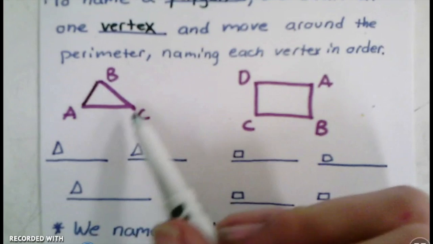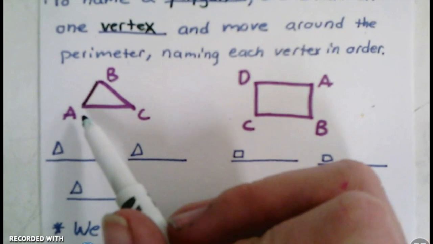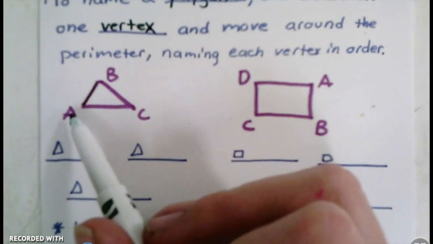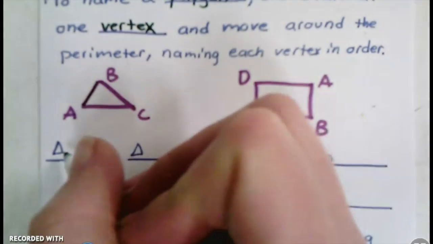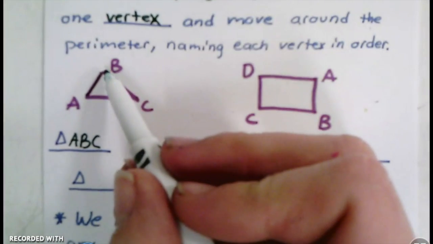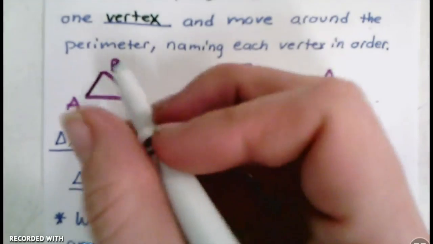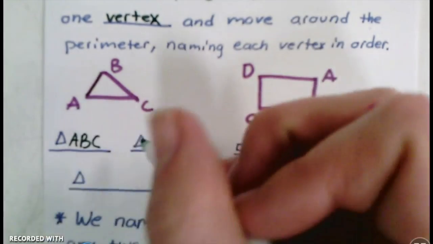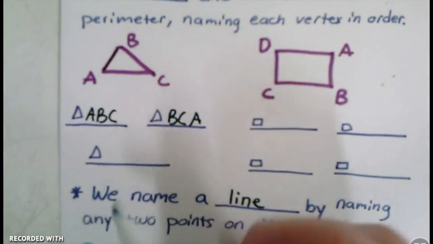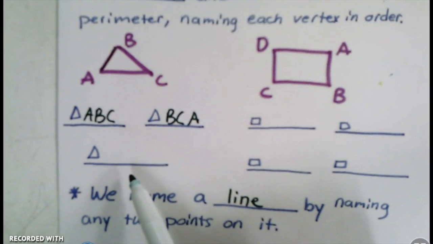If I wanted to name this triangle, I am going to pick one vertex. Let's say I start with A, and then I'm just going to go around and name all the ones I find. So A, B, C. It doesn't matter which order I go in, as long as I'm going around in an order. So I could start with B, and I could go B, C, A. Down here, find another one that you could name this triangle by that I have not used already.